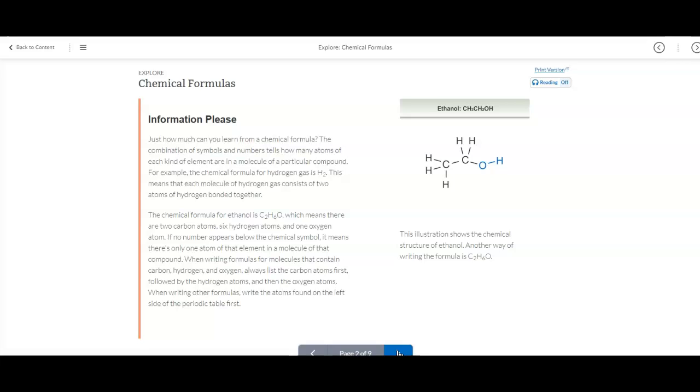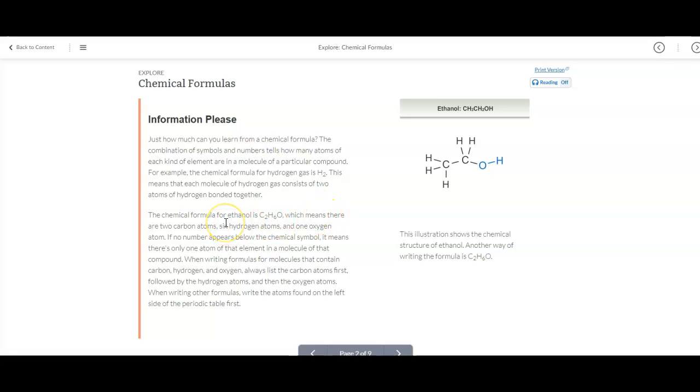Next, we're looking for what information you can gain by interpreting a chemical formula. So just how much can you learn from a chemical formula? The combination of symbols and numbers tells how many atoms of each kind of element are in a molecule of the particular compound. So that's the answer to question number 2. For example, the chemical formula for hydrogen gas is H2. This means that each molecule of hydrogen gas contains 2 atoms of hydrogen bonded together.